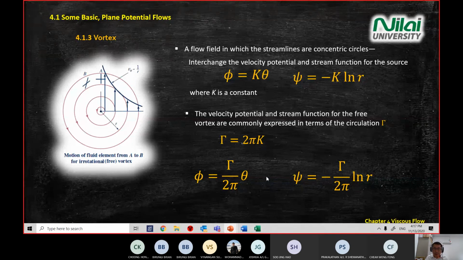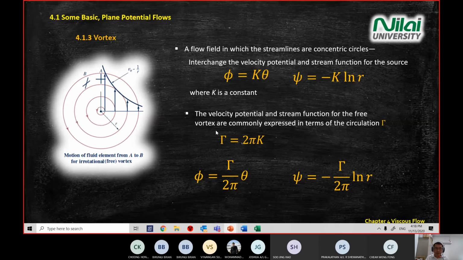All right, so this is the summary of what we learned just now. For the vortex, we have the velocity potential phi equal to k theta, and the stream function equal to negative k ln r. And if you look at the circulation equation, it is given by 2 pi k.